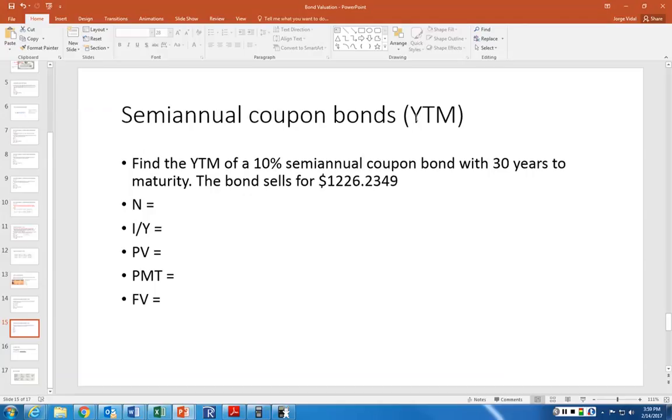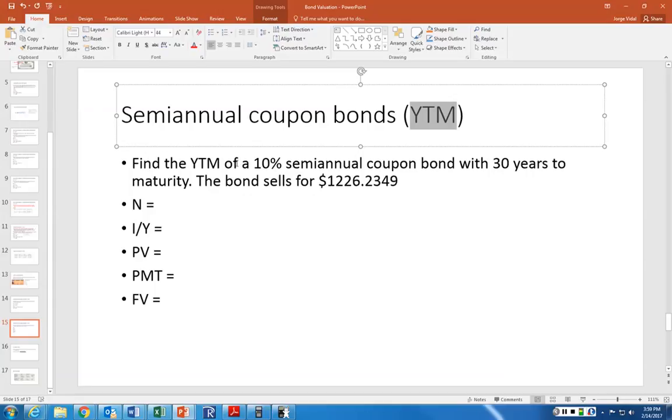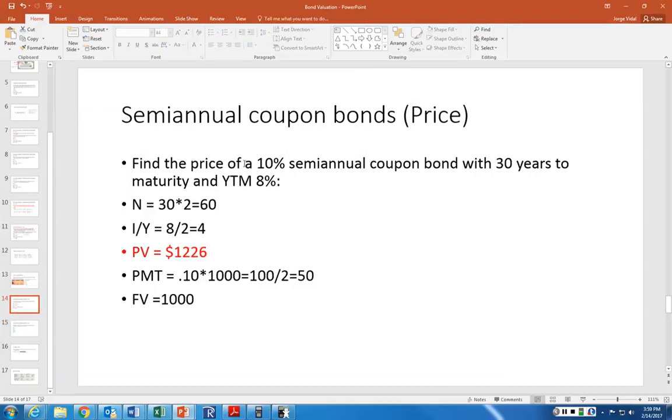Now, finding the YTM of a semi-annual bond, we didn't do this one in class. So find the YTM of a 10% semi-annual bond with 30 years. The bond sells for 1,226, which is the same one as this bond, but instead of asking you for the price, I'm asking you for the YTM, which is 8%.